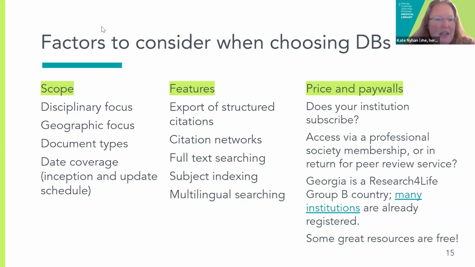You can click on the link there to check if your academic institution is already registered. If your institution is already registered, great. Make sure you know the Hinari or Research for Life credentials. Ask your institution's librarian if you don't know that already. If your institution is not on the list, maybe your institution should register and get access to these paywalled resources for a very low cost. And finally, there are some great resources that are free, which I'll discuss in future slides in this talk.